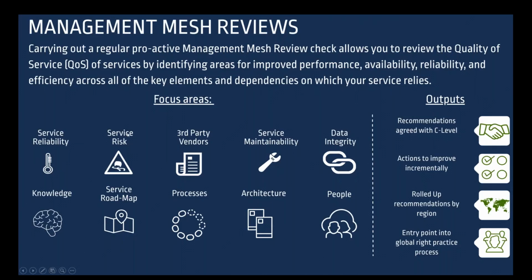So what we did is, once we'd built the management mesh per service, we realized that people couldn't spend all of their time looking at every single aspect of their service. But what we asked them to do was to focus in on an element of that service. And this document here is essentially an infographic that we use just to help people understand what they needed to focus on. We termed it quality of service, and we asked them to look for areas for improved performance, availability, reliability, and efficiency. We highlighted areas that they could focus on, and this wasn't telling them what to focus on, it was just giving them an idea of where they could go, and also with the education we'd given them with the management mesh.